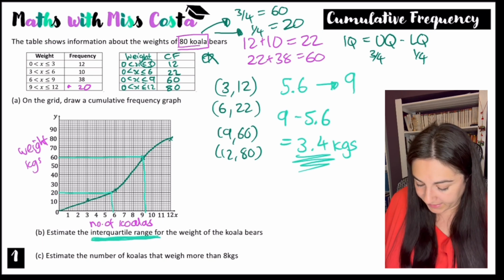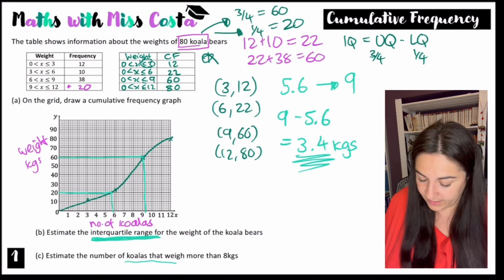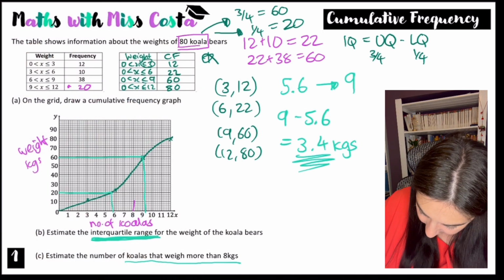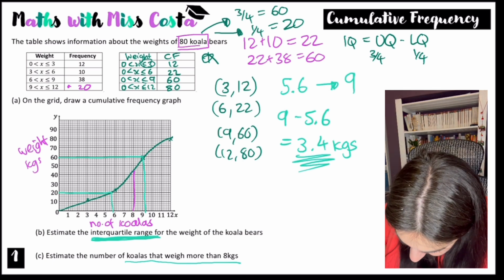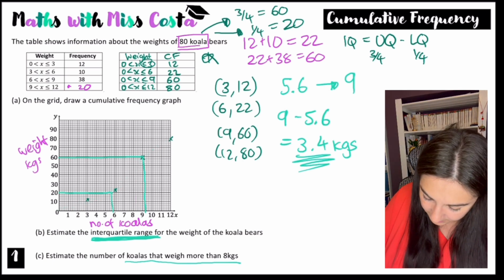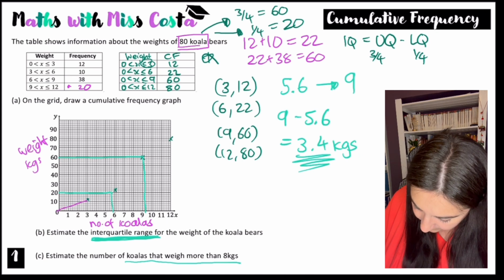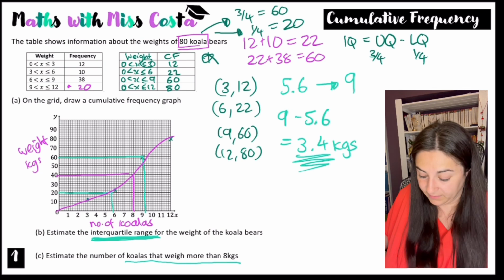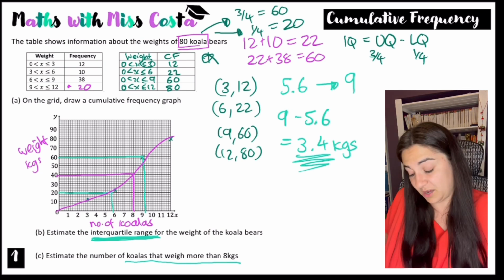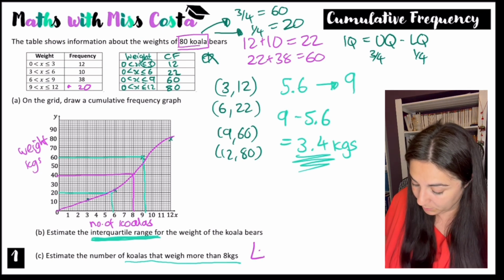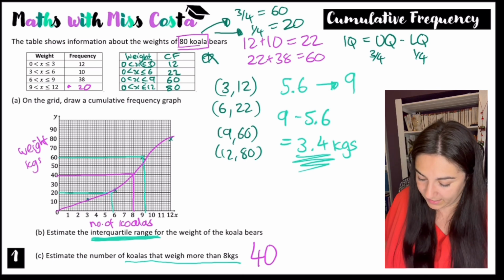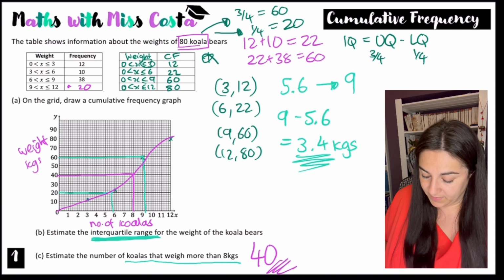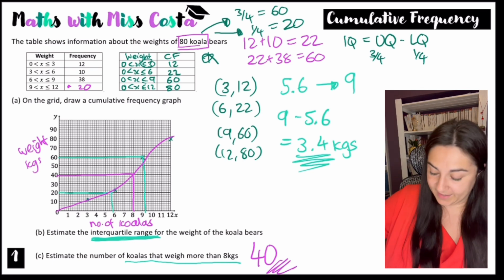Now I'm being asked to estimate the number of koalas that weigh more than 8 kilograms. So I go backwards this time. So I go to 8 kilograms along this scale up to the graph. And then I go, oh, managed to somehow delete that. That's not ideal. Okay, so go up to 8 and then across, and that's 40. So, wow, apparently 40 koalas weigh more than 8 kilograms. So half of them weigh more than 8 kilograms. And that's all you do to estimate. You go find your value, go up to the cumulative frequency and across.